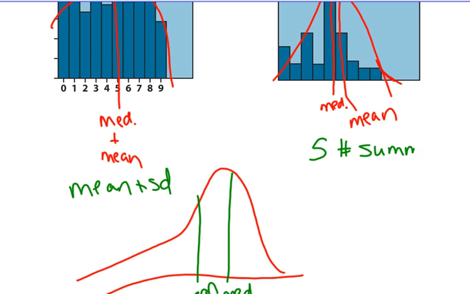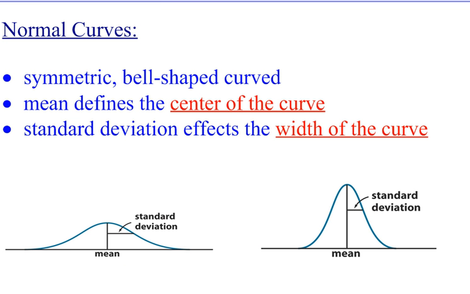So it's important to remember 5-number summary is what we use for skewed. Mean and standard deviation would be used for symmetrical, normal, bell-shaped data. Normal curves is what we're going to talk a lot about this chapter. And so to define them a little bit, normal curves, what we say normal, is a symmetric, bell-shaped curve.